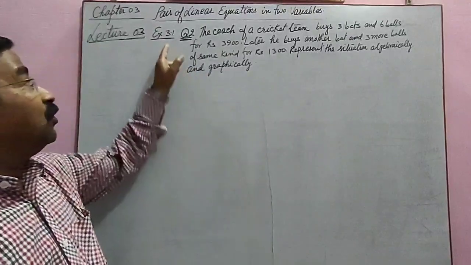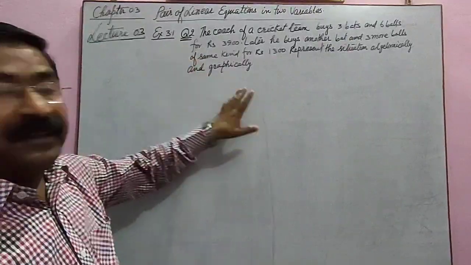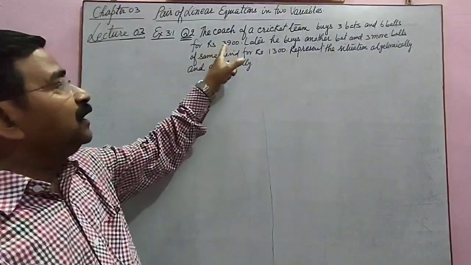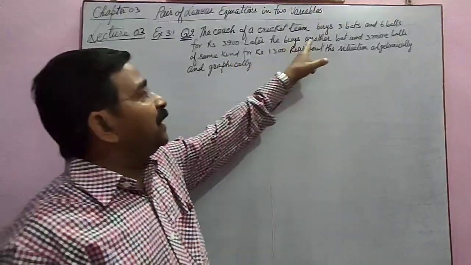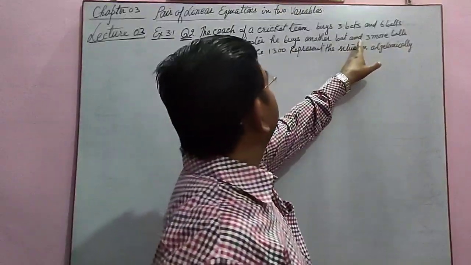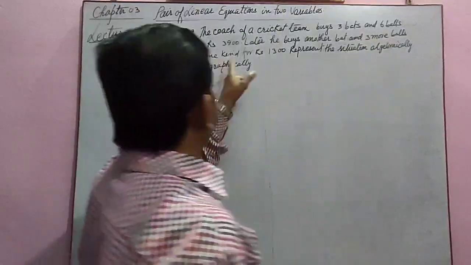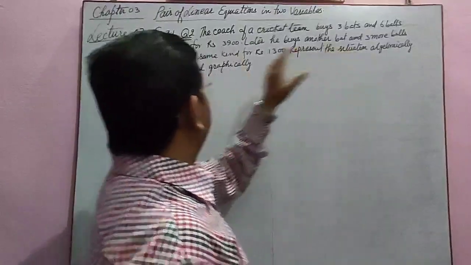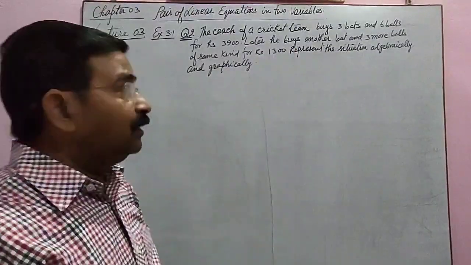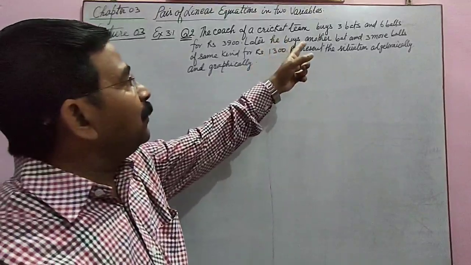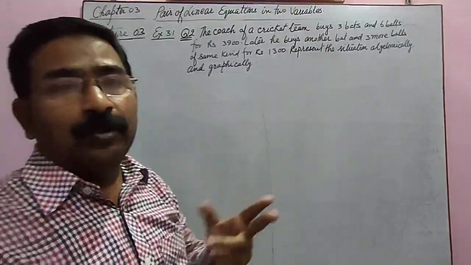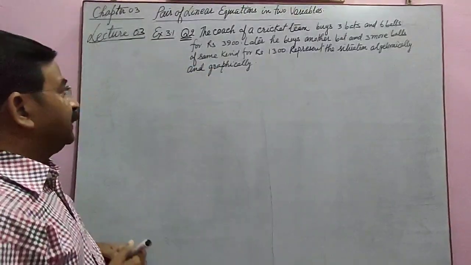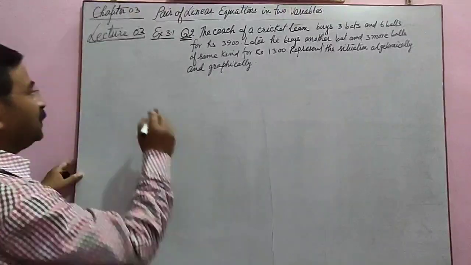Now students, question number 2 of exercise 3.1. I am reading the question. The coach of a cricket team buys 3 bats and 6 balls for rupees 3,900. Later he buys another bat and 3 more balls of the same kind for rupees 1,300. Represent the situation algebraically and graphically. The same thing. Now see, the 2 items are bats and balls, and we use 2 variables. So we have to form the equations.